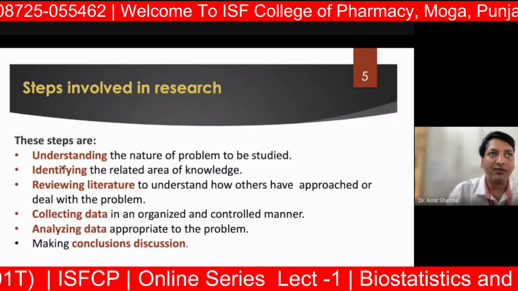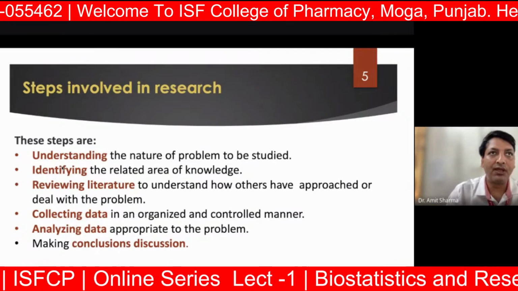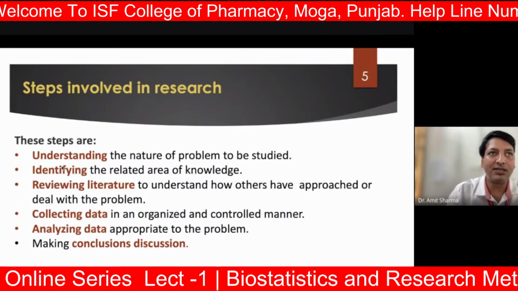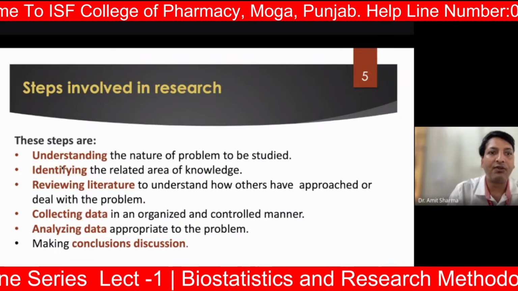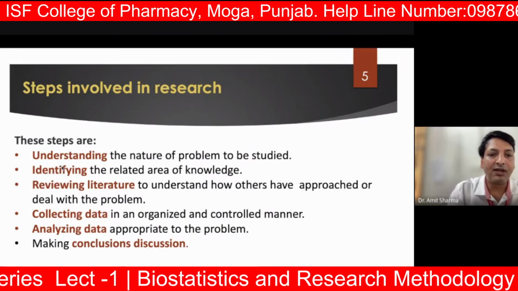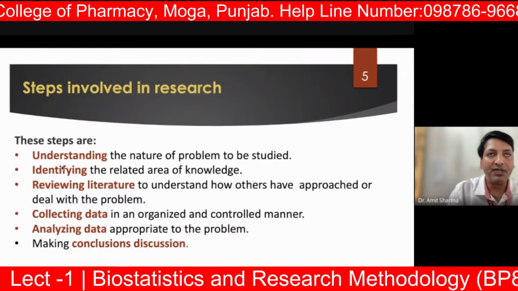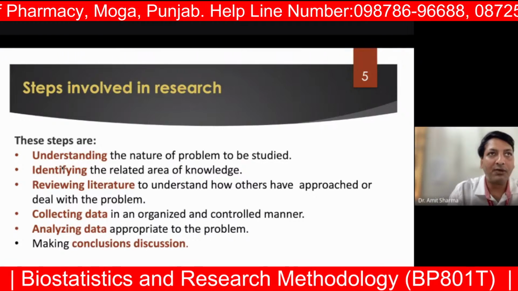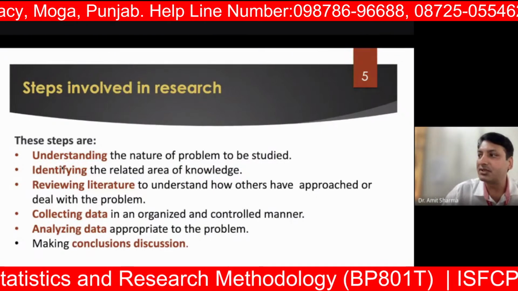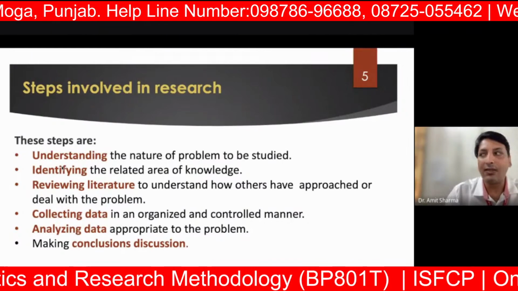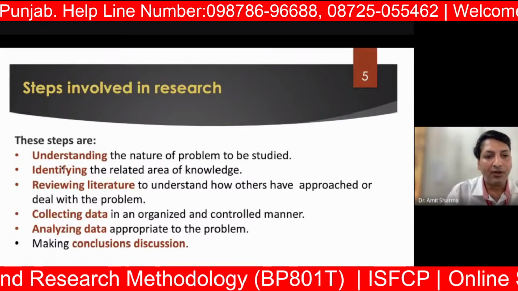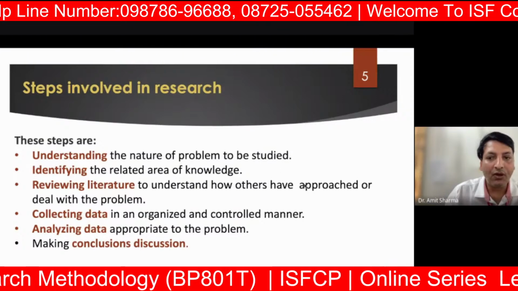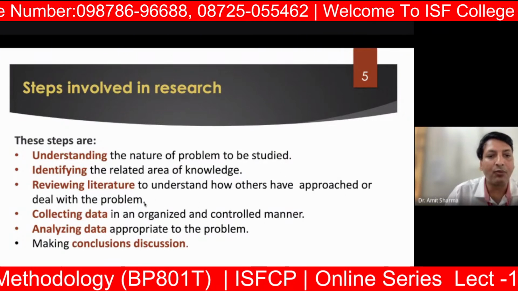For example, if M.Pharm or master's students are doing research in academics, afterward they have to write a thesis, and in that thesis there is a particular chapter called review of literature. So what does reviewing literature mean? Reviewing literature means gaining appropriate knowledge about that particular field, which has been contributed by other persons or other scientists in the same area. So reviewing literature is done to understand how others have approached or dealt with the same problem.